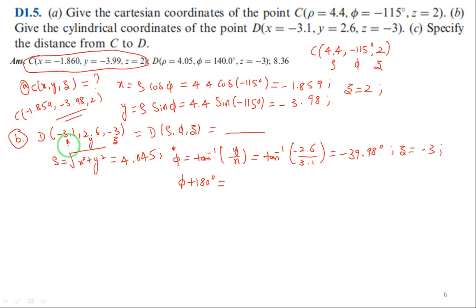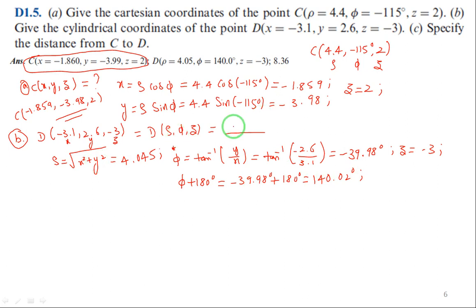While calculating phi, we should be very careful. Since the point is in the second quadrant, because x is minus 3.1 and y is 2.6, I have to add 180. So I am getting minus 39.98 degrees, add 180 to it so that it will be corrected. In the second quadrant the angle should lie between 90 and 180. So 180 minus 39.98 is 140.02 degrees. Yes, z, it is over.